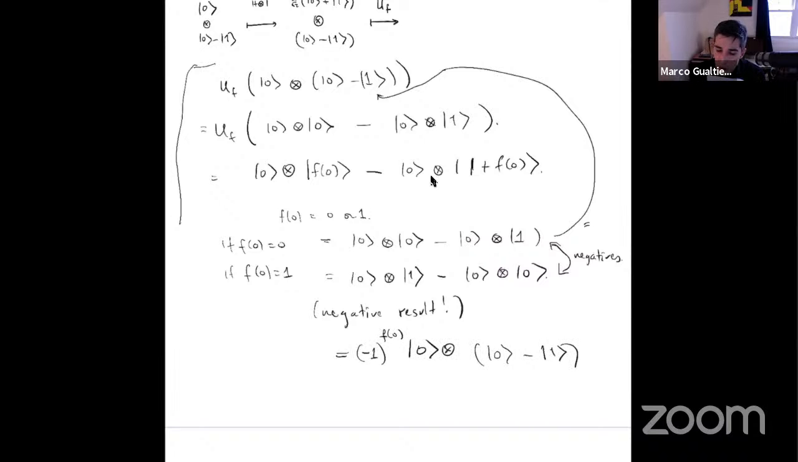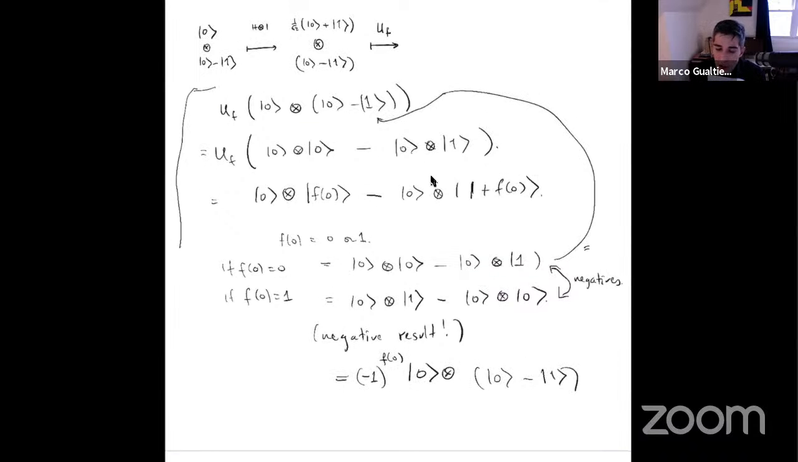Okay, so you see what I did? It's confusing because this controlled unitary does not affect the first argument, but the combined effect is that it switches the sign of the second argument or not, depending on the value of f of 0. Depending on the value of f of 0, it either switches the second argument or doesn't. And because this is a tensor product, that sign is valid for the entire thing.